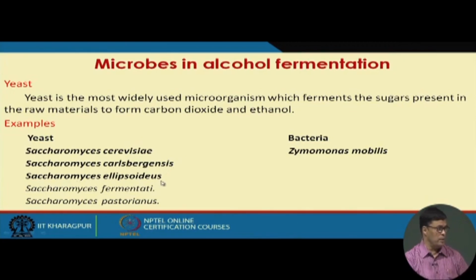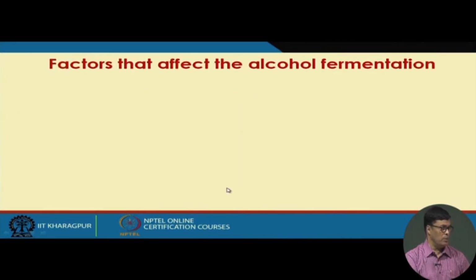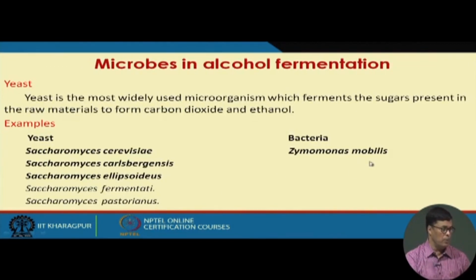Saccharomyces ellipsoideus is mostly used for winemaking industries. Other Saccharomyces species are also used in some typical fermentation processes. And as far as bacteria are concerned, we use Zymomonas mobilis, which has the potential to convert sugar into alcohol.